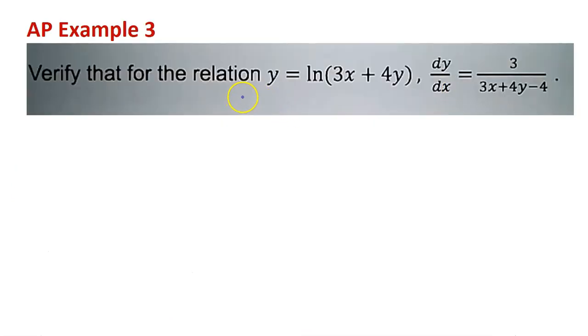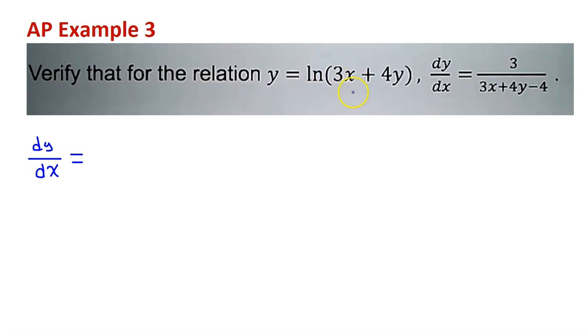Let's do one more College Board problem. Verify that for the relation y equals the natural log of (3x plus 4y), dy/dx equals 3 over (3x plus 4y minus 4). To make the dy/dx show up, we definitely need to take the derivative of both sides of this equation with respect to x. The derivative of y with respect to x is dy/dx.